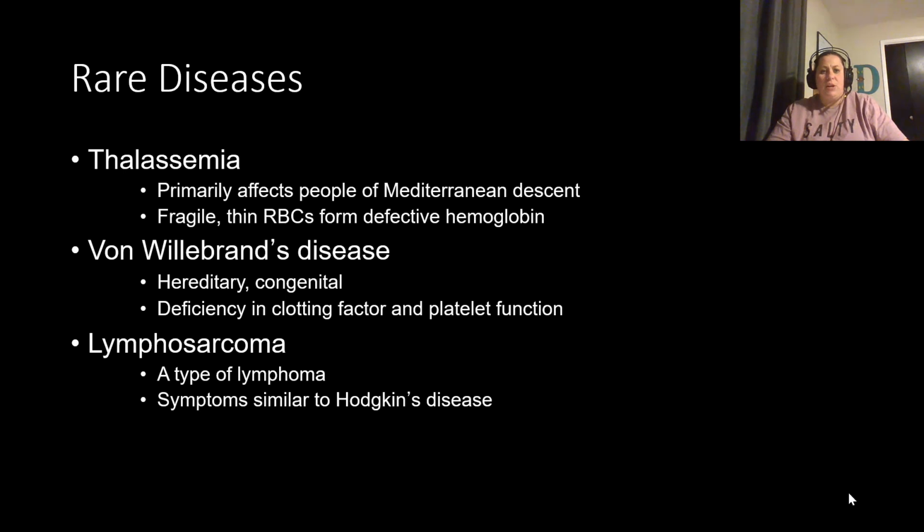The other one is lymphosarcomas. This is a type of lymphoma, and this is going to have symptoms similar to Hodgkin's disease, but it's very rare. This is a type of cancer that is even more rare than what we saw with Hodgkin's or non-Hodgkin's lymphoma.